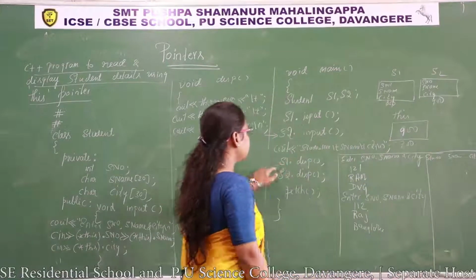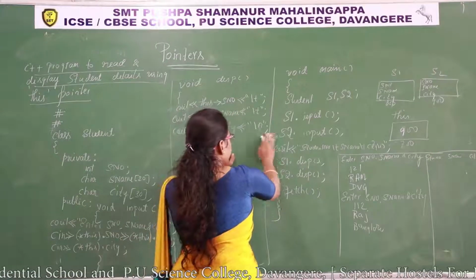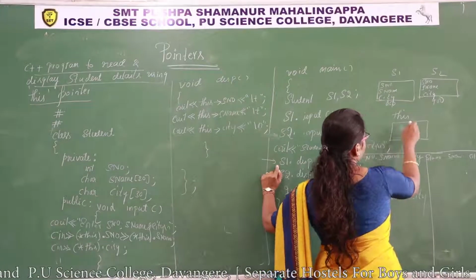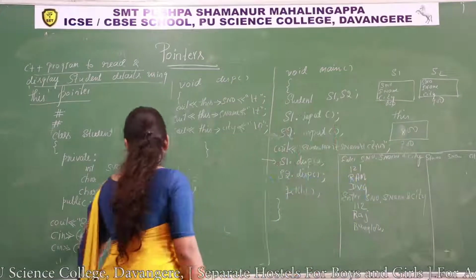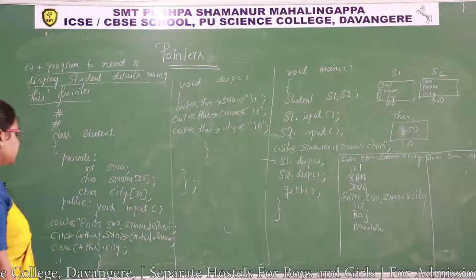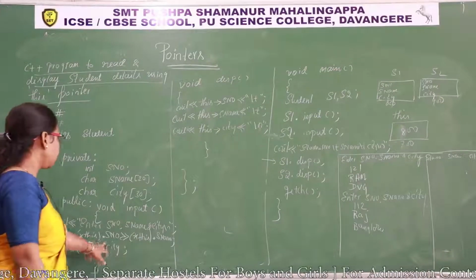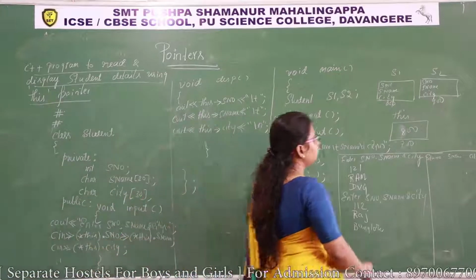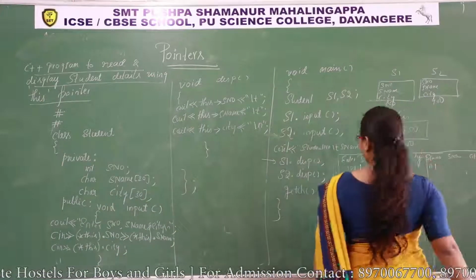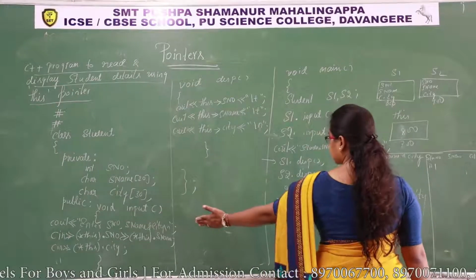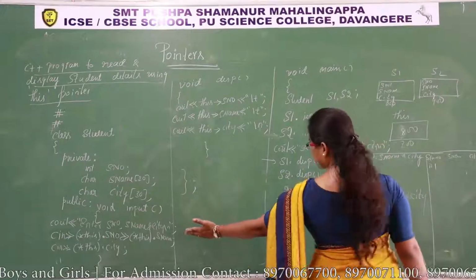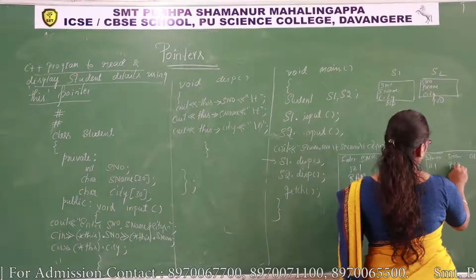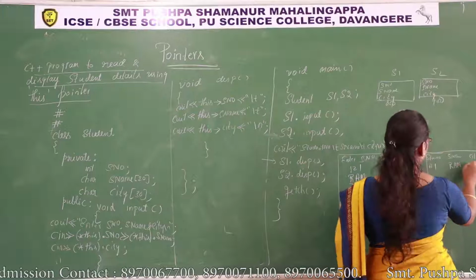S1 dot disp. Now which is the current working object? S1. Now the S1 address, 800, will be stored in this pointer. Here star this, star 800, is the S1 object. S1 dot SNO, isn't it? SNO, the value of S1, 1 to 1 will be displayed. Next, same, star this 800, star 800 dot S name. Which one? Ram, then city, DVG.